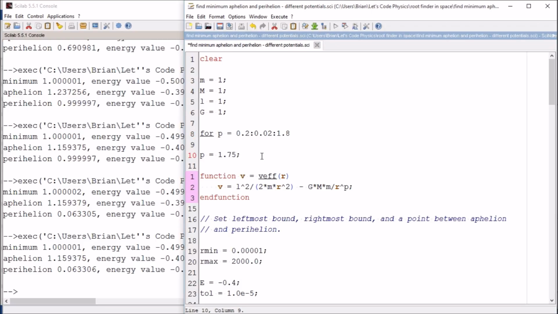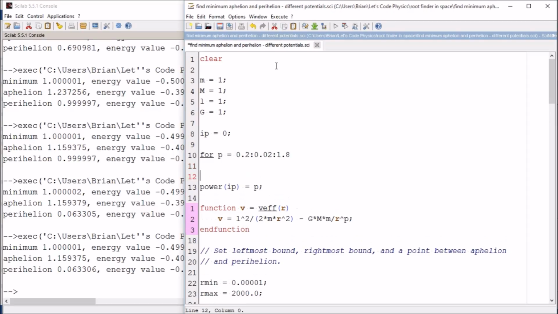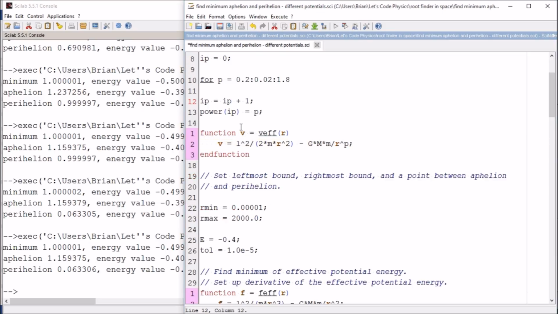So I don't need this statement anymore because this for loop is now controlling what the p-value is. But what I do need to do, if I want to graph these results later, I need to store my p-value. I'm going to put that in an array called power. And of course, I have to tell it what IP is. So let's give an initial IP of 0, and then at the beginning we'll increment IP by 1. There we go.